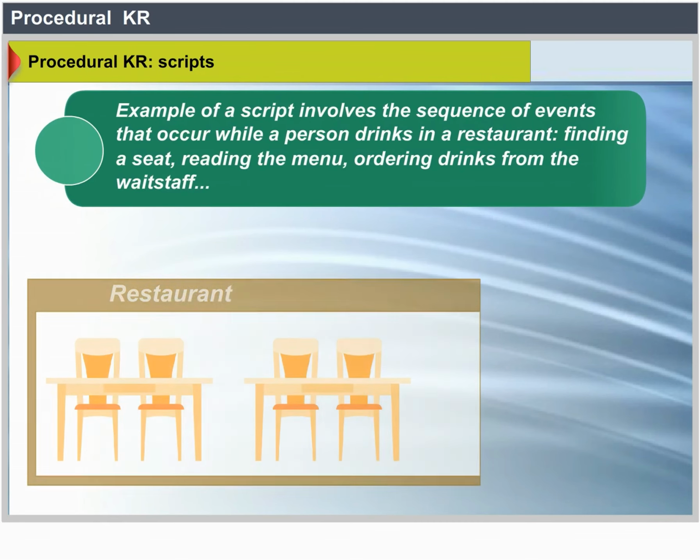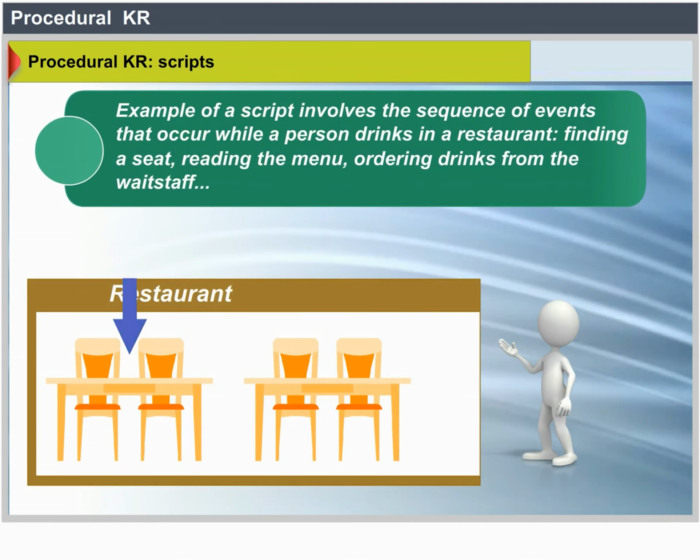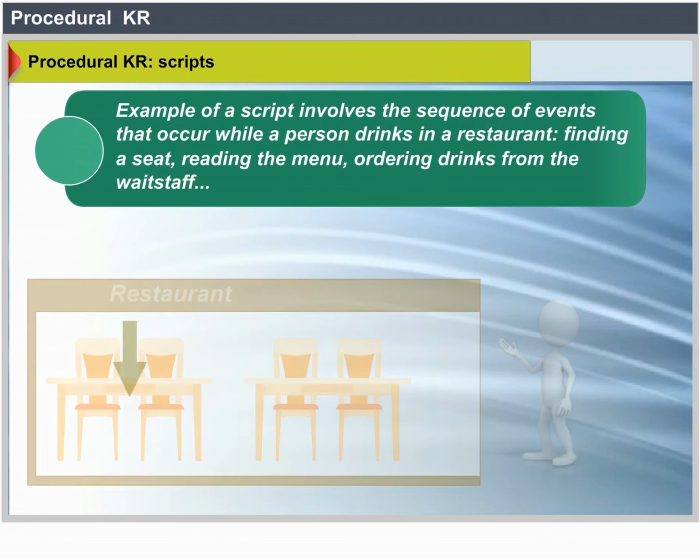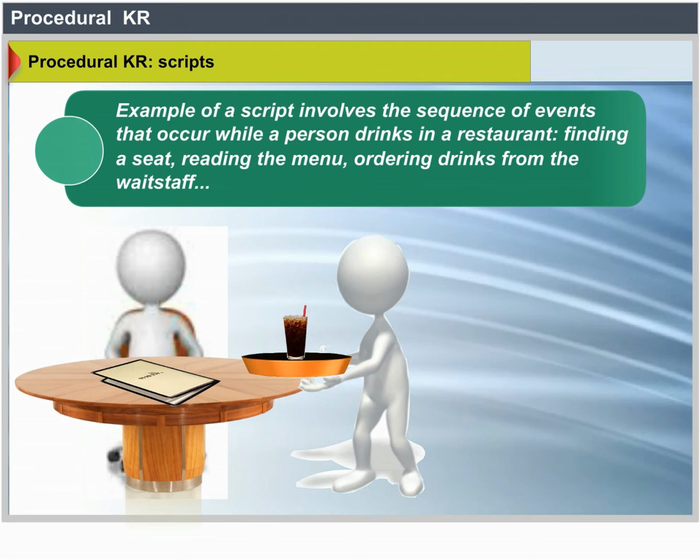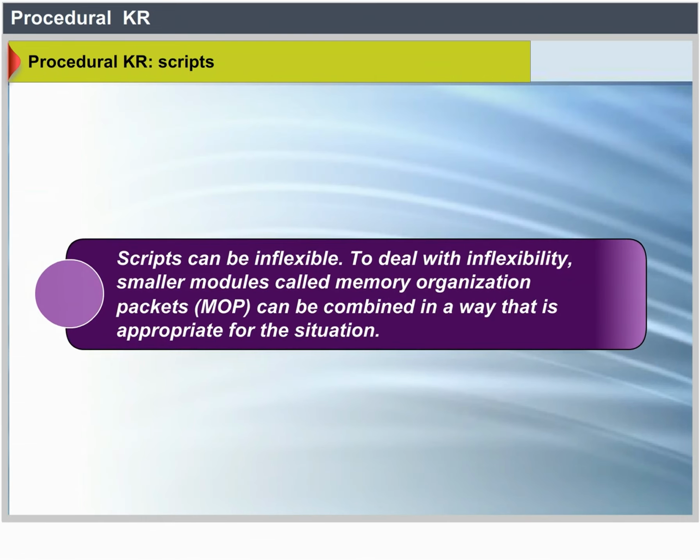An example of a script involves the sequence of events that occur while a person drinks in a restaurant: finding a seat, reading the menu, ordering drinks from the waitstaff. Scripts can be inflexible. To deal with inflexibility, smaller modules called Memory Organization Packets (MOP) can be combined in a way that is appropriate for the situation.